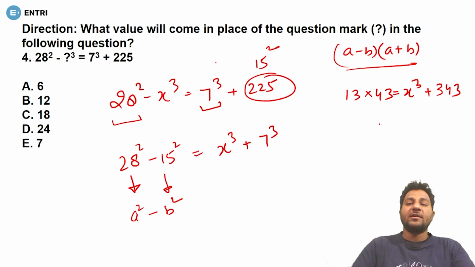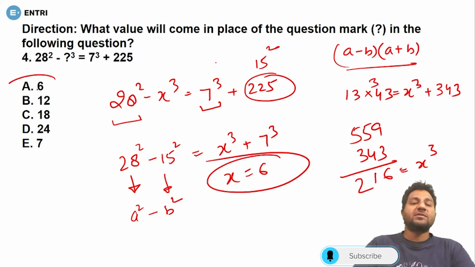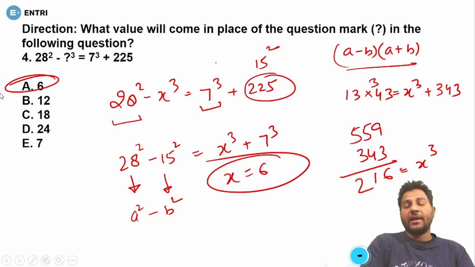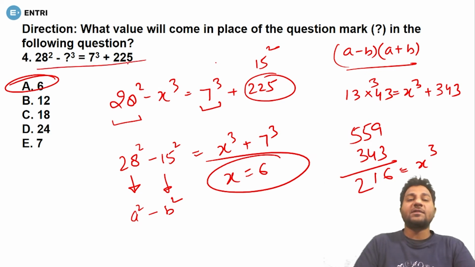Now 13 threes are 39. 13 fours are 52. 52 plus 5 is 55. Now we will have to subtract: 612 equals x cube. That means x will be equal to 6. So it was a good question. It will try to attract you so that you will keep solving, but don't solve this kind of question according to the examiner. Solve it according to yourself. Okay, so let's move on and see what the next question is like.